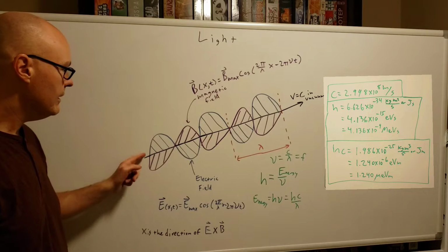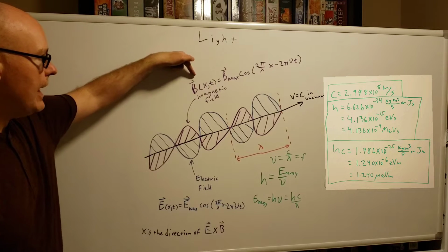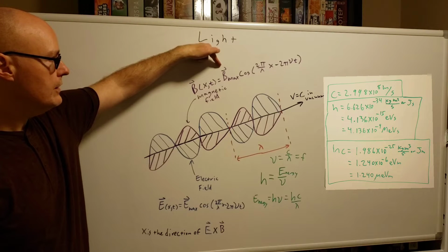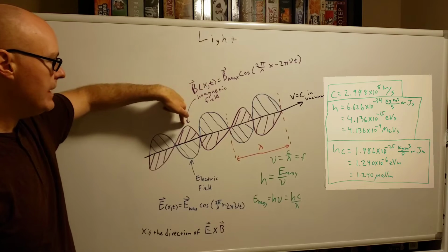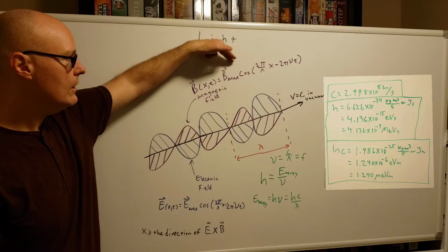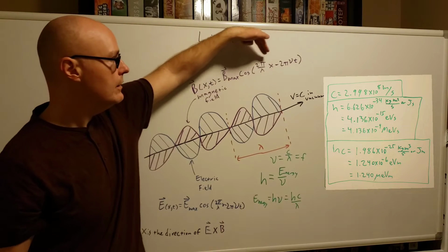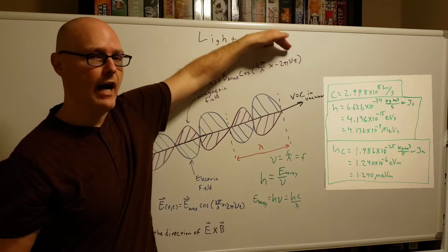So I have, again, a magnetic field, which is described as this function. So I have some maximum, right? At some peak times cosine, because this is a cosine wave. This is the spatial component. This is the time component.